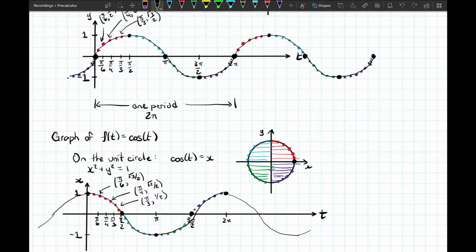Now, both sine t and cosine t are defined for any real number. We've already taken a look at what happens if we find cosine of some number that's not within 0 to 2 pi.